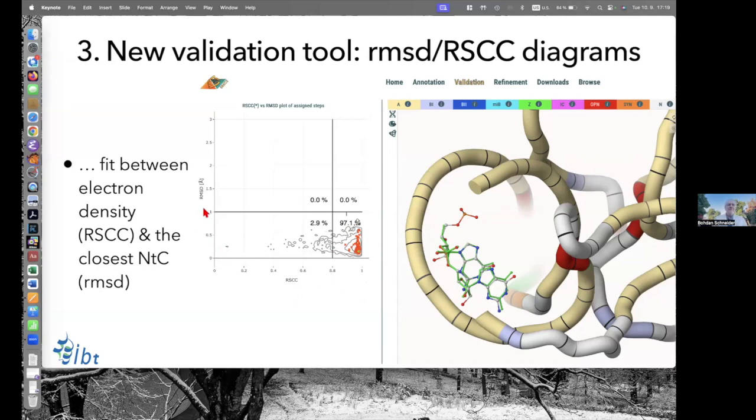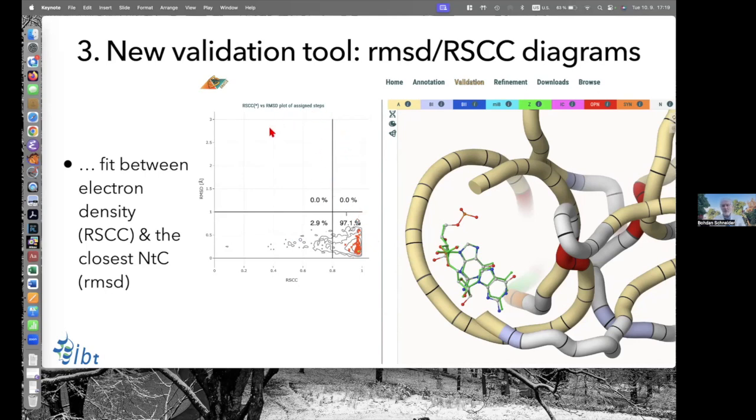And then the y-axis, the vertical axis, is RMSD, root mean square deviation from the closest NTC, dinucleotide building block. Here you want to see your structure as low as possible.